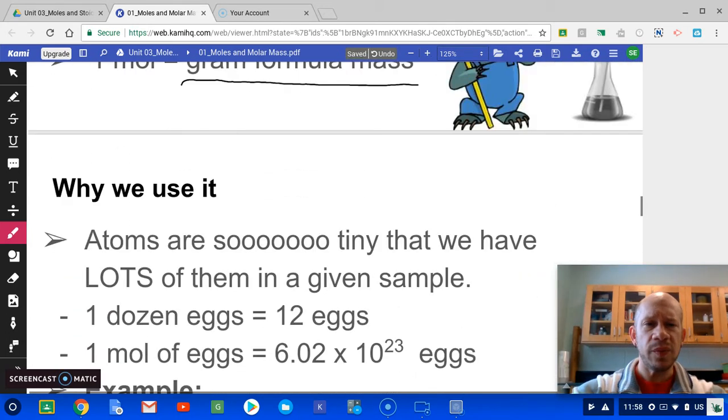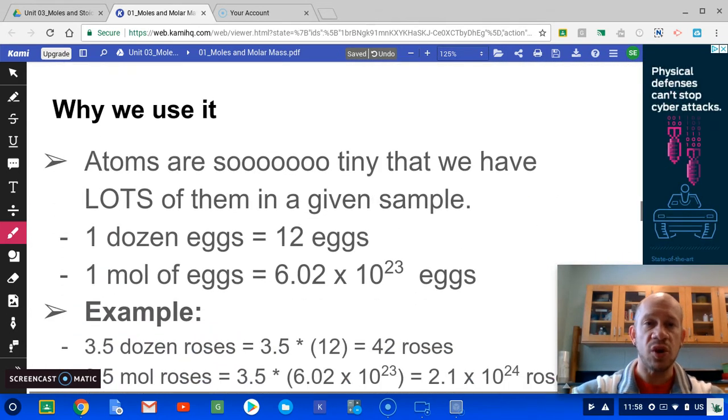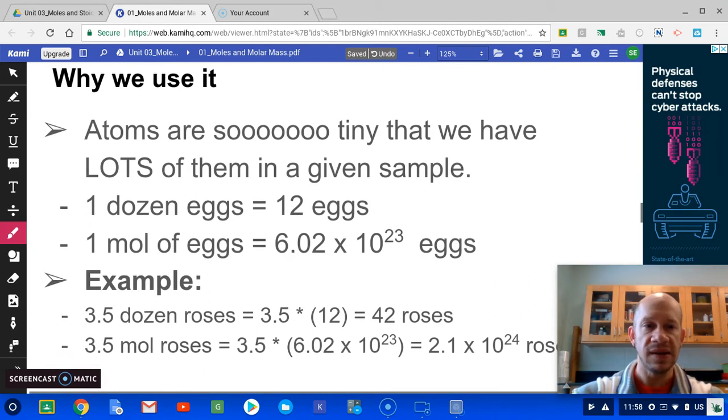Why do we have this term? Atoms are so tiny that we have lots of them in a given sample, and I mean a lot. 1 mole of eggs is equal to 6.02 times 10 to the 23rd eggs. That's what a mole is. That's the number of things it is. However, it's just a number. For example, 1 dozen eggs is equal to 12 eggs.